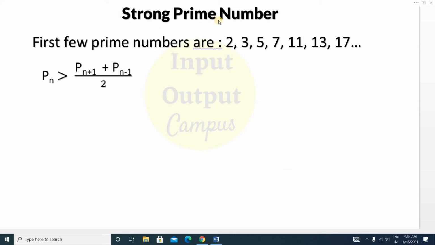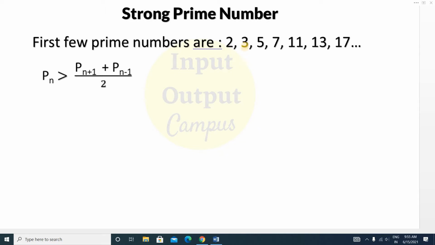So here's the strong prime number. What is a strong prime number? We'll discuss it. First, you see here, the first few prime numbers are 2, 3, 5, 7, 11, 13 and 17. So you know these are the prime numbers. Then what is a strong prime number?